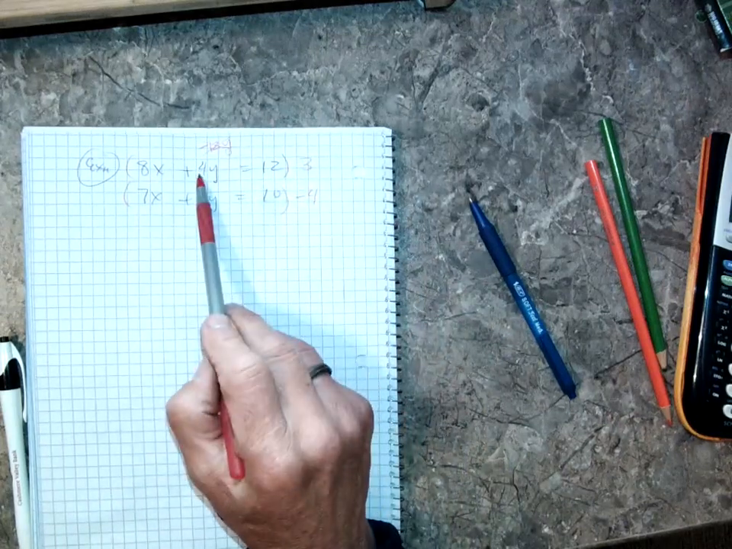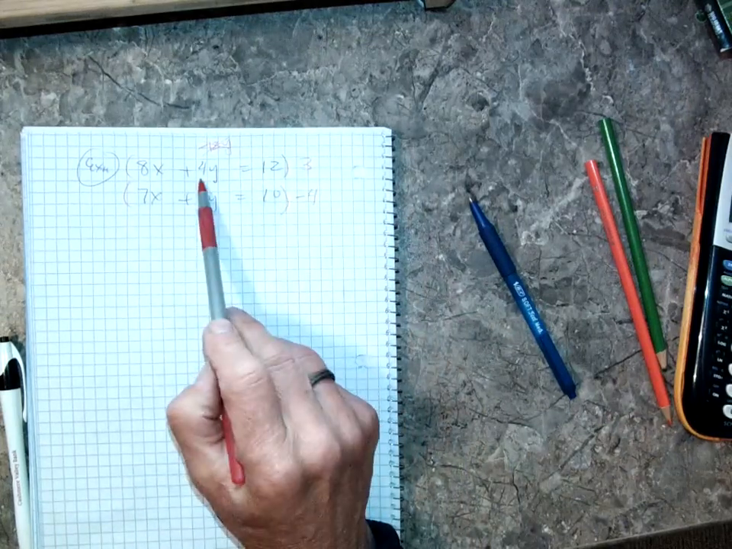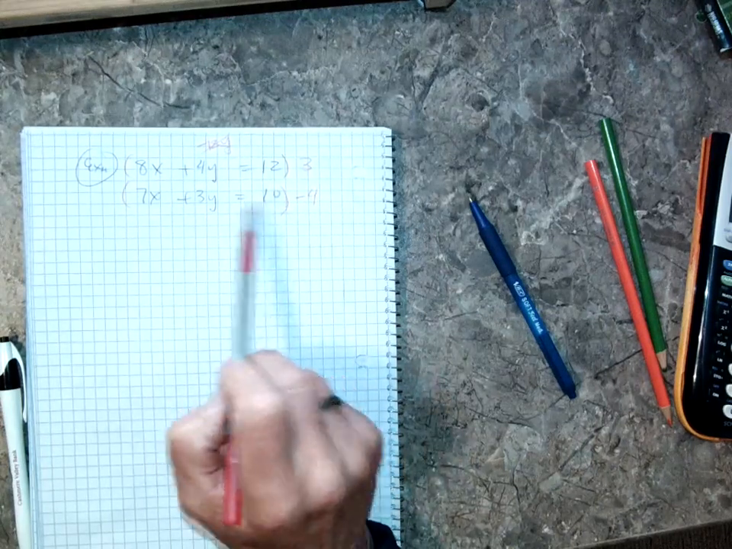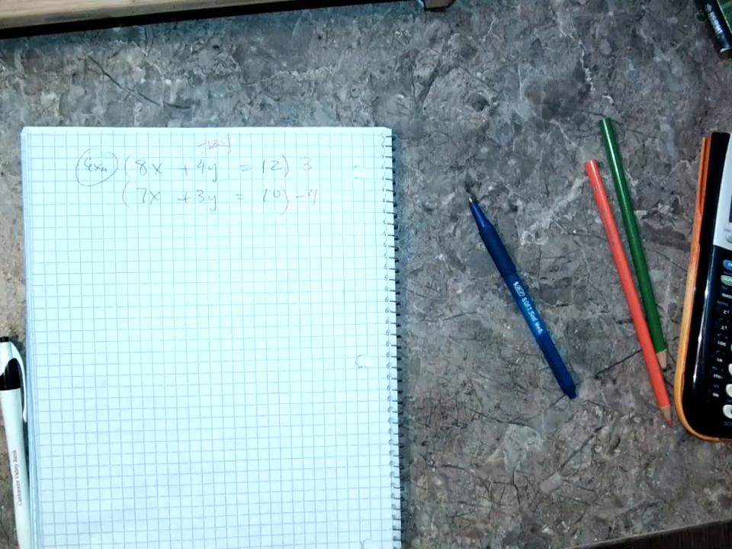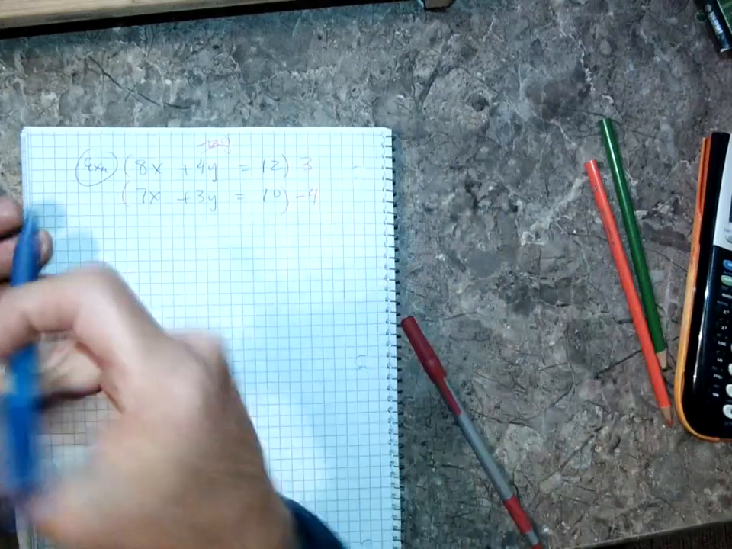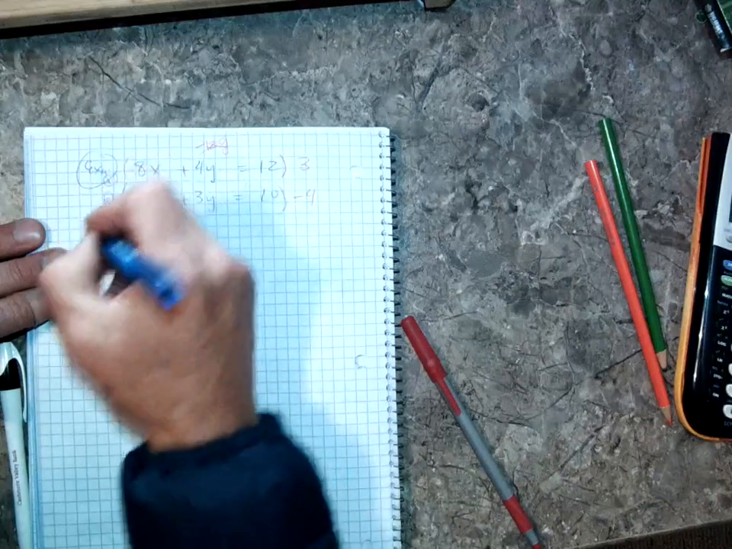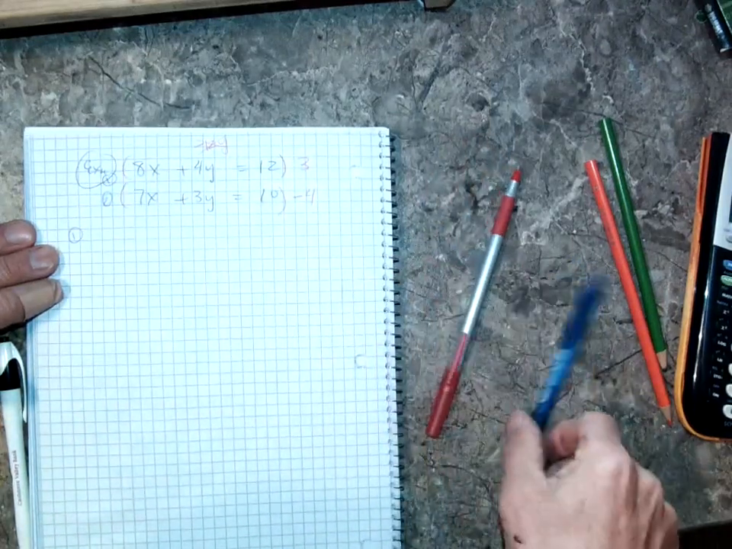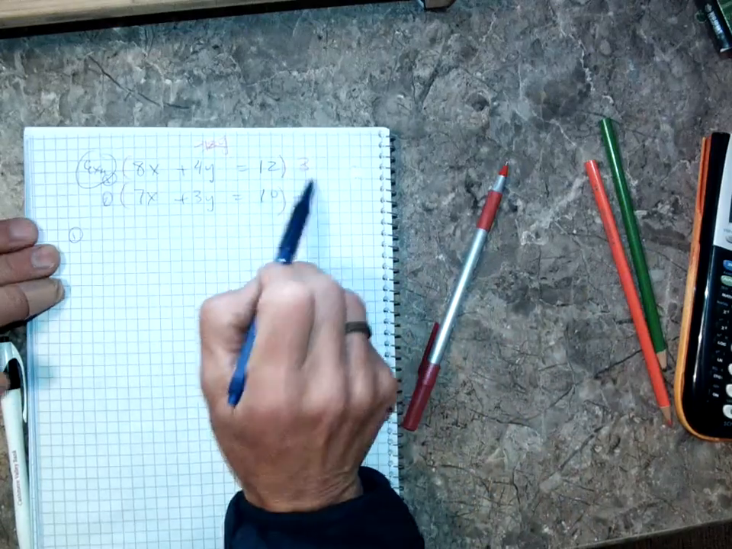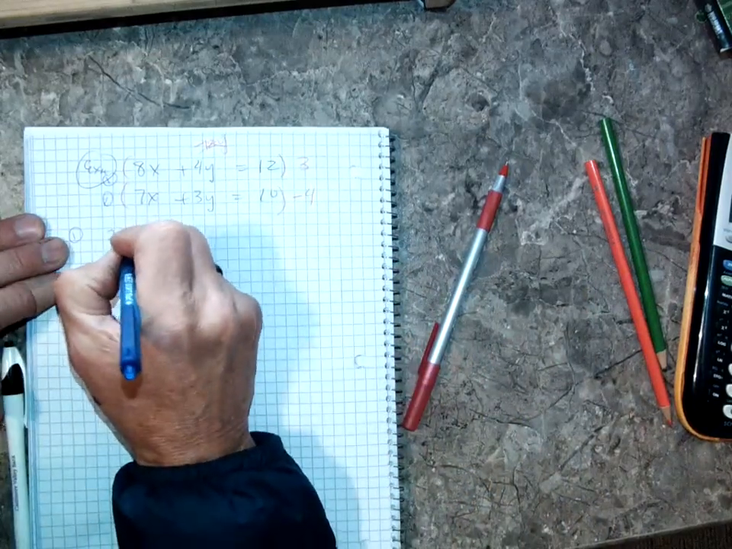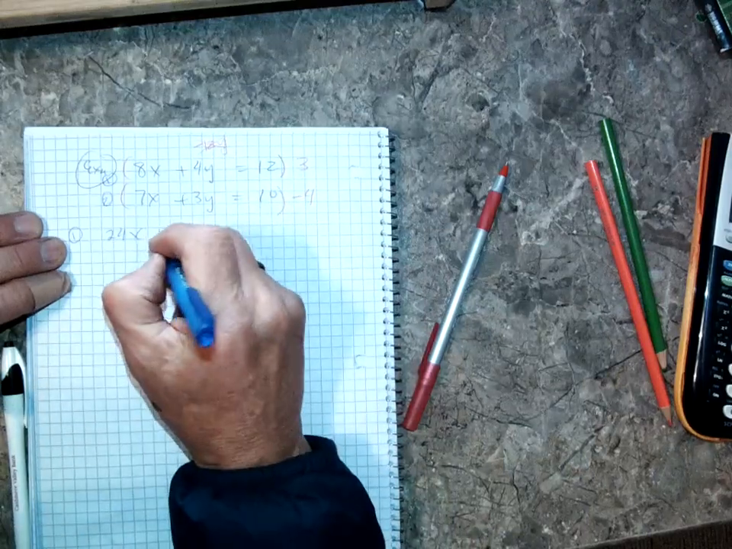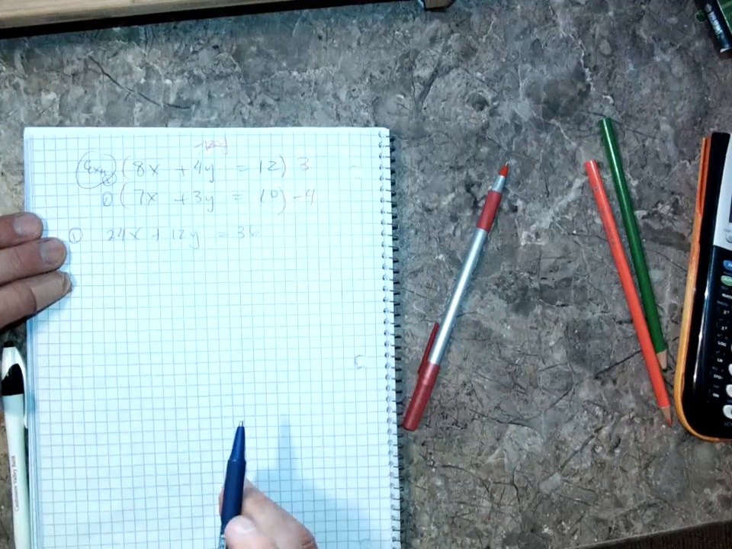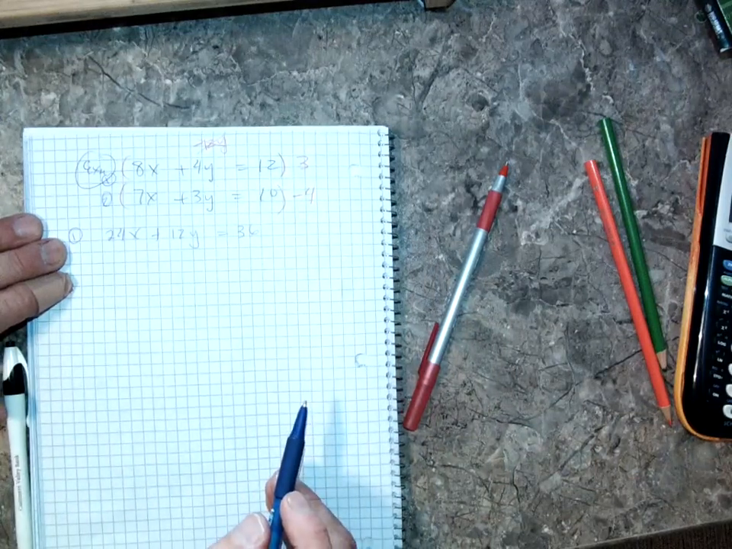So that's going to give me a 12y. 3 times 4 is 12. And that's going to give me a negative 12y. Negative 4 times 3 is negative 12. Okay, so let's rewrite equation 1 and rewrite equation 2. Equation 1, multiplying the 3 all the way through, I'll have a 24x plus a 12y equals 36. So equation 1 has just been multiplied through by 3.